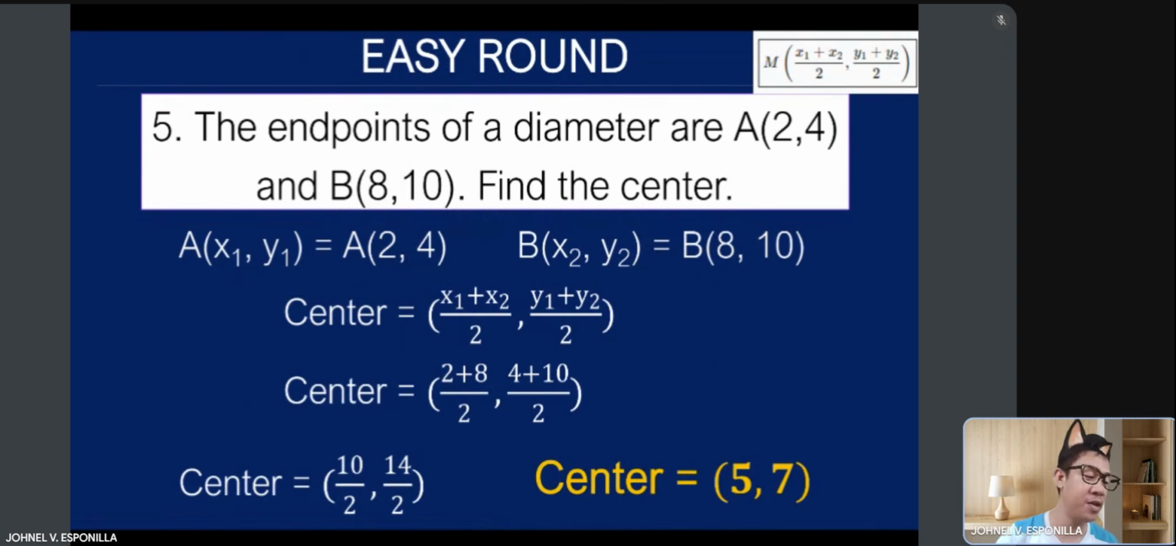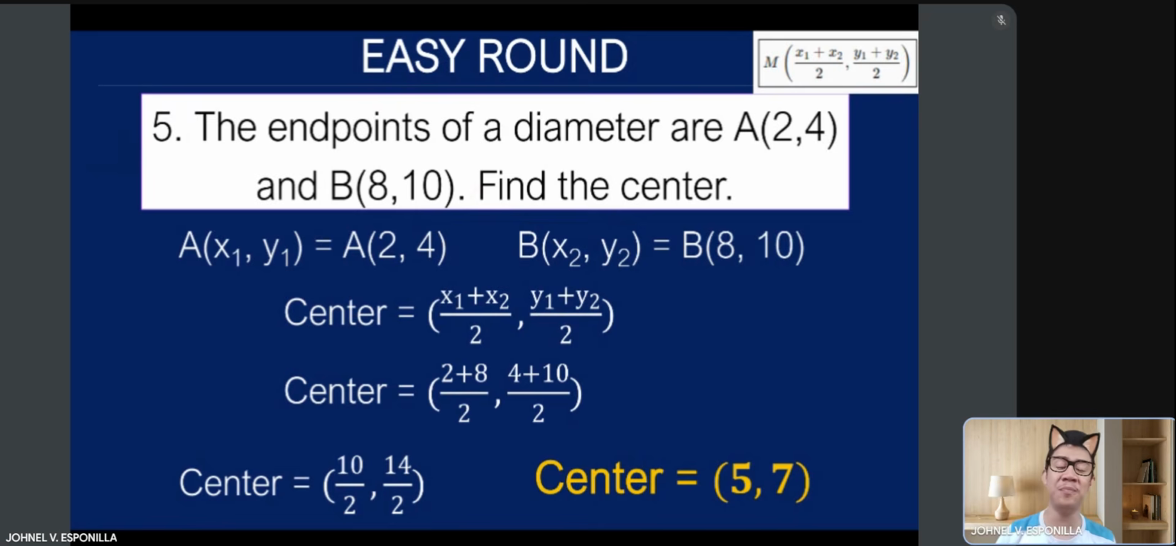Okay? So, anong ginawa natin? Inad lang po natin ito. So, 2 plus 8, inad po natin yung dalawang x, then divide 2. So, 2 plus 8 is 10, divide 2 to get 5. Ganon din po si y, 4 plus 10, 14 divided by 2 to get 7.